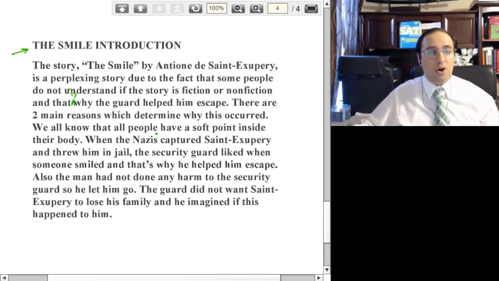We all know that all people have a soft point inside their body. When the Nazis captured Saint-Exupéry and threw him in jail, the security guard liked when someone smiled, and that's why he helped him escape. Also, the man had not done any harm to the security guard, so he let him go. The guard did not want Saint-Exupéry to lose his family, and he imagined if this happened to him.